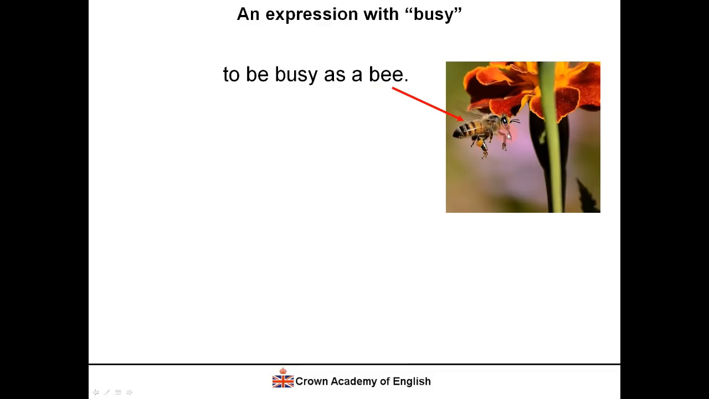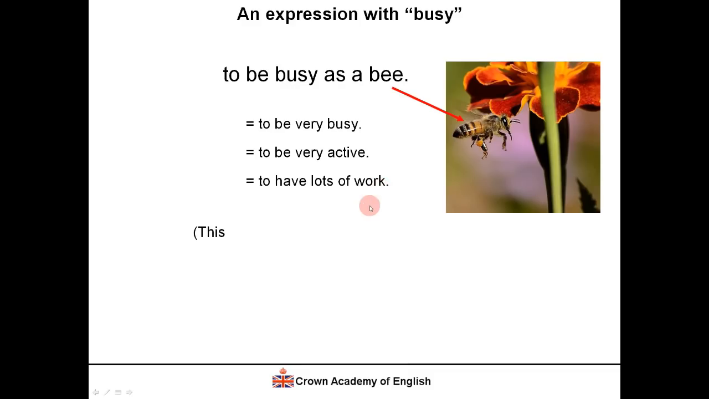So a bee works very hard. A bee is an insect which flies everywhere and collects pollen and makes honey. Okay, so bees are very busy. And so it means to be very busy, to be very active, to have lots of work. And of course this expression is only for a person. We only use busy as a bee to describe a person. We don't use it to describe a place, and we don't use it to describe a period of time. No, it's only for a person.